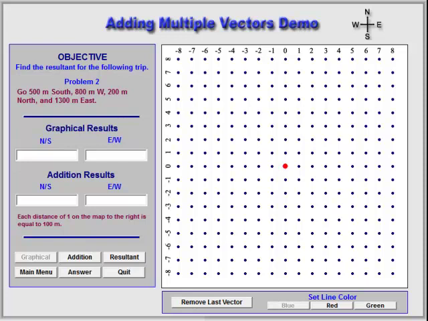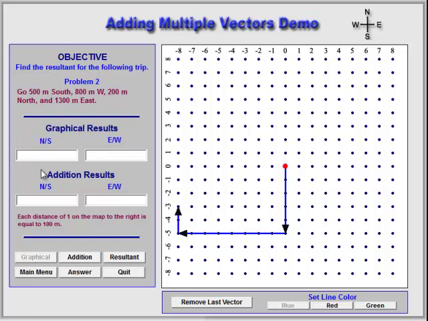Let's say problem 2. Problem 2 is, let's add 500 meters south, 800 meters west, 200 meters north, and 1,300 meters east. So the first thing the students are going to have to do is to draw those vectors and add them head to tail on this vector diagram. So let's see. South is this way, so 500, 1, 2, 3, 4, 500. And then from there, we're going to go 800 meters west, which is this way, 1, 2, 3, 4, 5, 6, 7, 8. And then from there, 200 meters north.